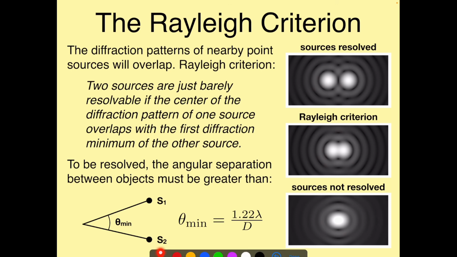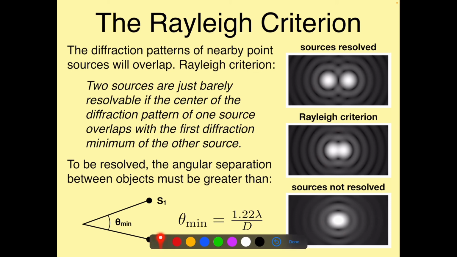So here's what the Rayleigh criterion says. 2 sources are just barely resolvable if the center of the diffraction pattern of one source overlaps with the first diffraction minimum of the other source. So here's the Rayleigh criterion in a picture. We have one source where the diffraction maximum in the very center is right here. So here's the middle of that diffraction maximum. Our second source has its first minimum right there at that same point.